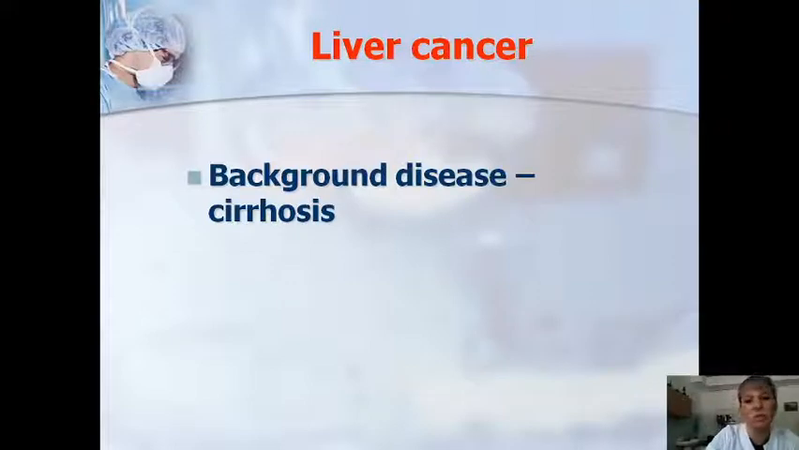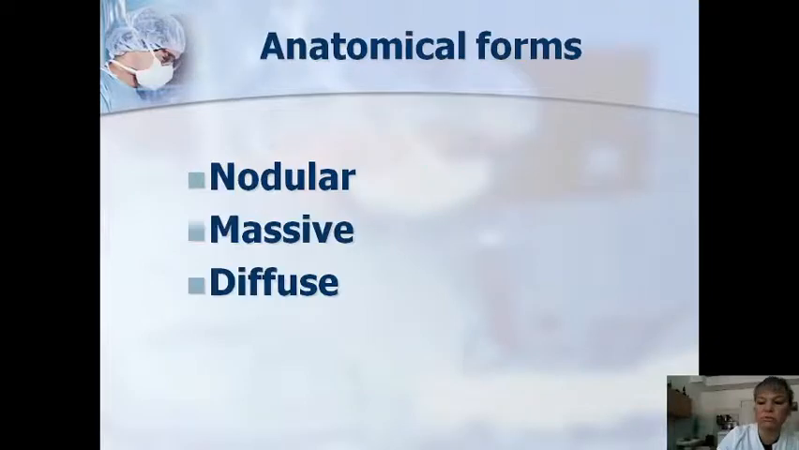As a background disease for liver cancer, you see cirrhosis. We are told now about this situation. Anatomical forms: as a node, we see cancer as node formation, the nodular form; as a massive form; and diffuse.